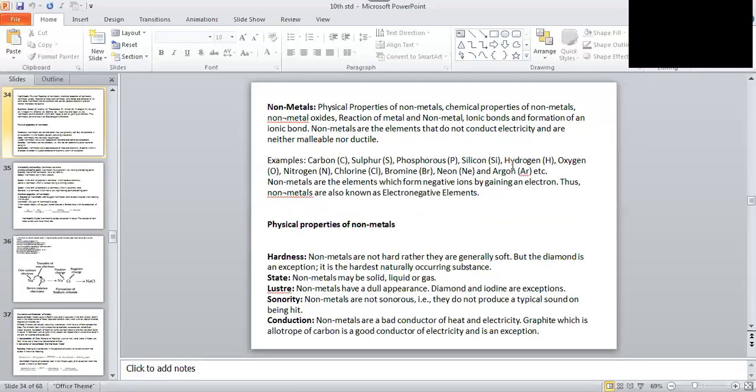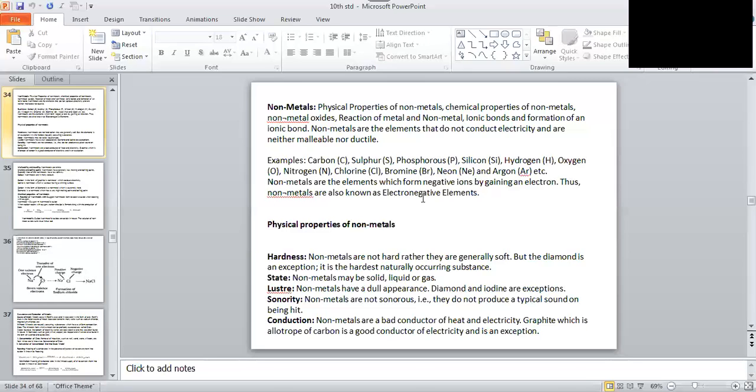The examples of non-metals are carbon, sulfur, phosphorus, silicon, hydrogen, oxygen, nitrogen, chlorine, bromine, argon, neon. These are the examples of non-metals. Now, non-metals are the elements which form the negative ions. A negative ion is called an anion, and this is formed by gain of electron. Gain of electron is also called addition of electron.